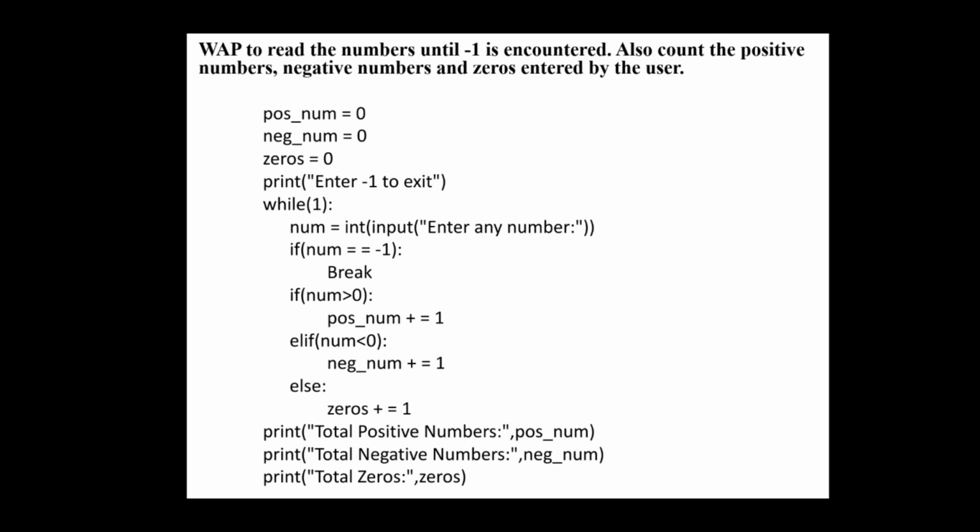Now display a message to the user telling them they can type -1 to stop the input process. That's why print("Enter -1 to exit"), and that should be under double quotes. Now while 1: that means we start an infinite loop. The loop will continue to ask for input until the user enters -1, at which point we will break the loop using break.